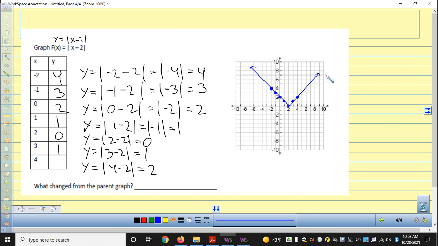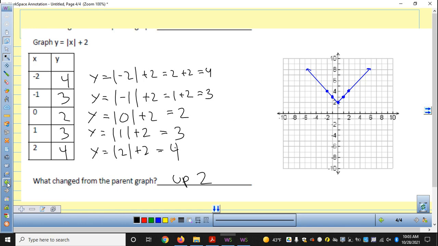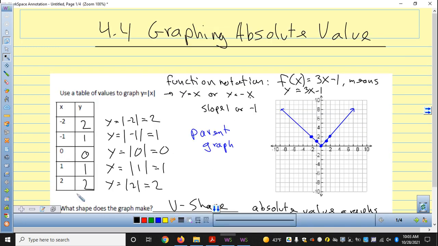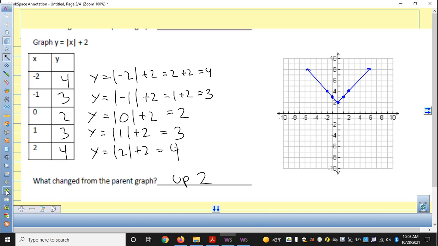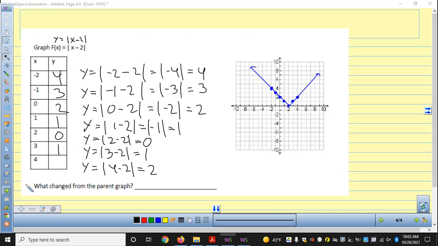What happened to that one? If we kept graphing, they'd be the same. But we're more interested in this part, yeah? It moved over in which direction? It moved right too.